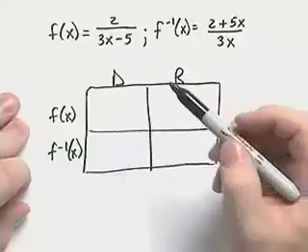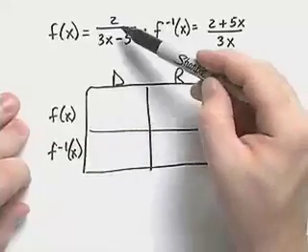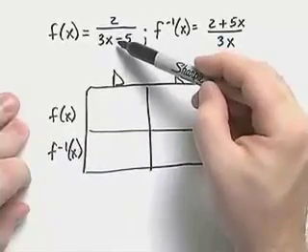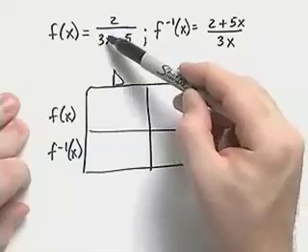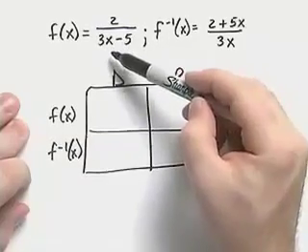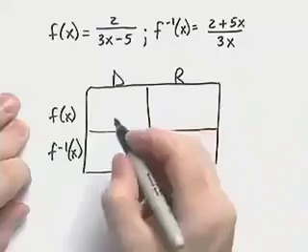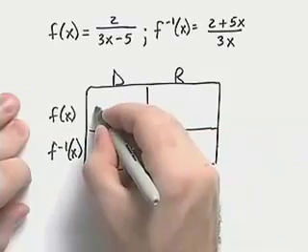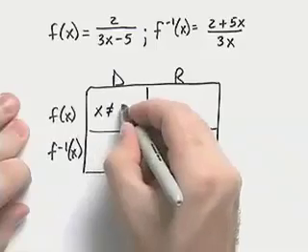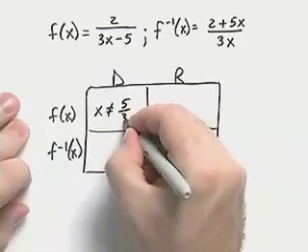So we're going to find the domains of the function and the inverse first. The function is a rational function. Remember that the domain is all real numbers except where the denominator will equal 0. We can see that the denominator will equal 0 at positive 5/3. So our domain, we'll say, is x not equal to 5/3.